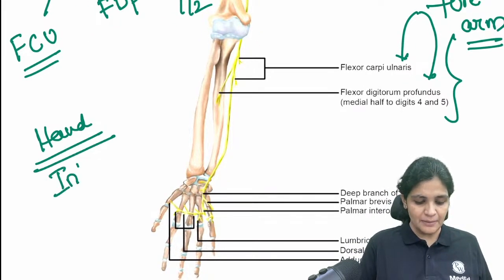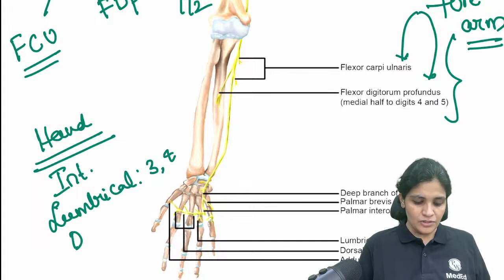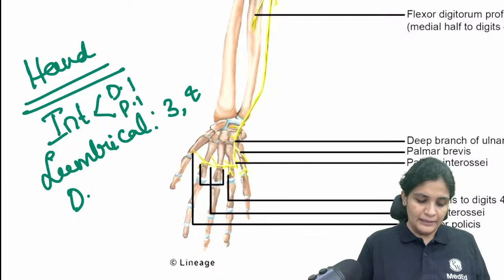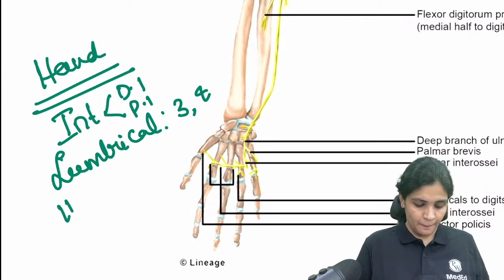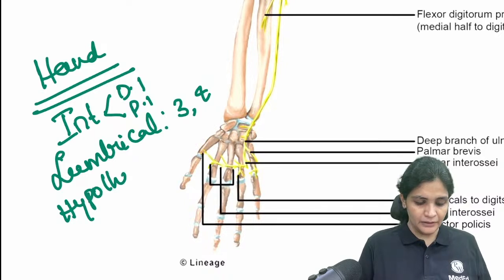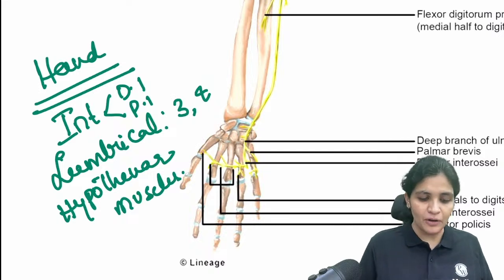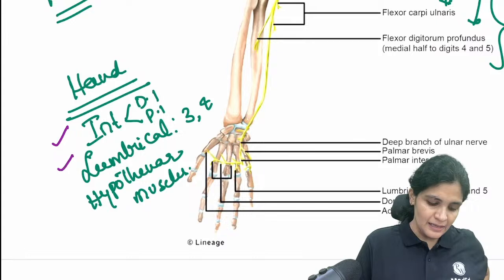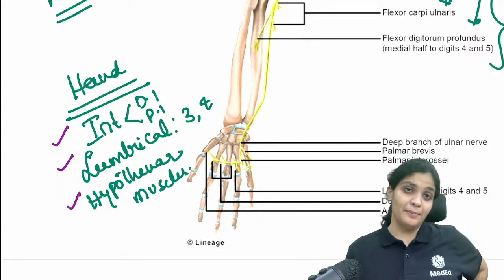So interossei muscle it supplies, and then your lumbricals, 3 and 4 lumbricals, and then your dorsal interossei, palmar interossei, both, and then your hypothenar muscles, right? Hypothenar. And now can you tell me, it also supplies 1 thenar muscle, very, very important exception. So this is a very important muscle. It is a thenar group, but it is supplied by the ulnar nerve.